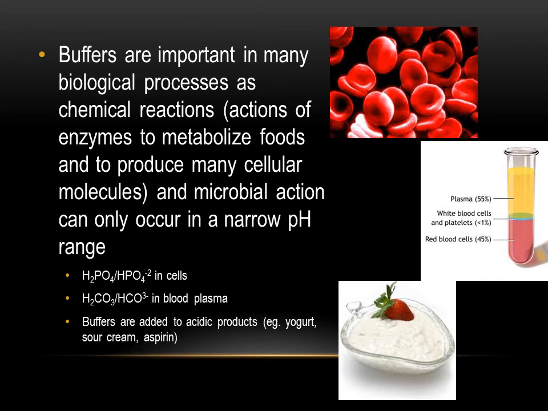There are many natural buffers. We have buffers in our bodies that make sure our blood is maintained at a specific pH, really important to a lot of our biochemical processes. We have buffers in our cells, we have buffers in our plasma. A lot of acidic foods that we eat, like yogurt or sour cream, or even medicines like aspirin, have buffers in them in order to ensure that when you eat those foods, you're not going to have a large change in pH in your body. Again, why no change in pH? Because we need to make sure that enzymes are functioning, and they operate in a very narrow pH range.